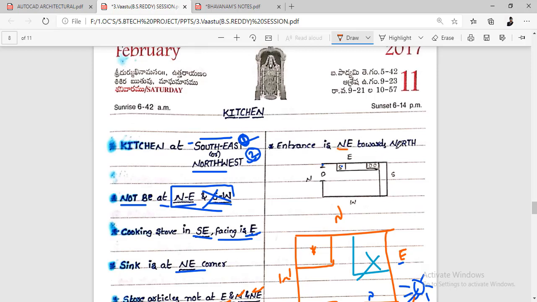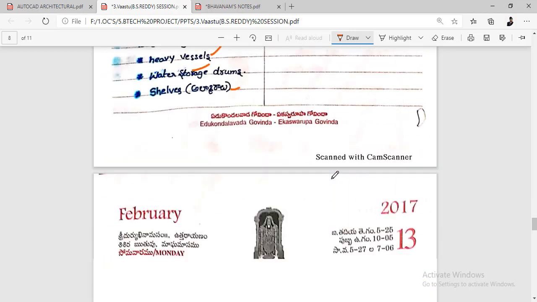The entrance is northeast towards north. Okay, see this is the east and west and north and south. So this portion is just northeast. So we need to provide it at the northeast, otherwise in this north. This is the portion where we need to provide the kitchen door. Okay, so as per that.